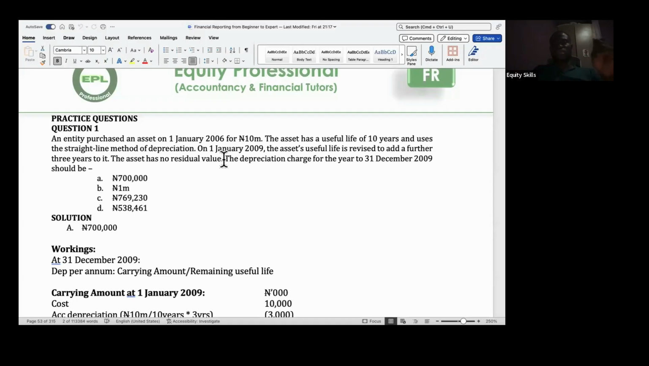Then any money you received from selling the asset, you're going to debit bank, you're going to credit the disposal account. When you do that, the asset is completely removed from your books. Now, there will be a balance in the disposal account. That balance in the disposal account is either a profit or a loss on disposal.